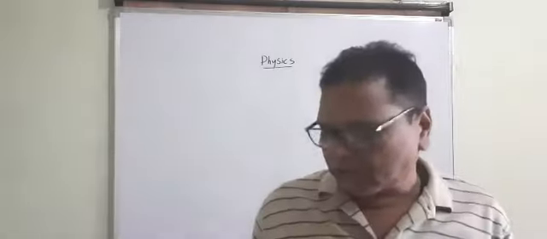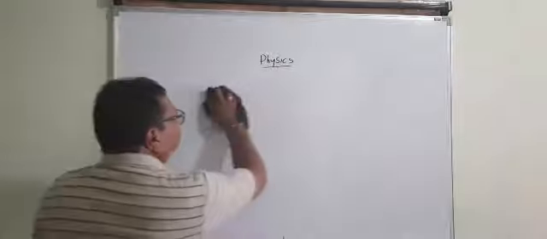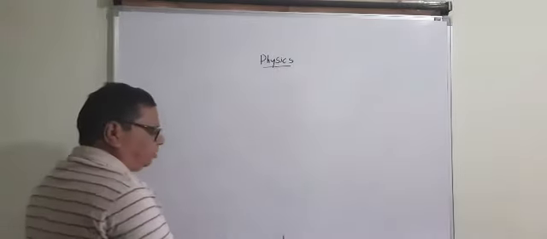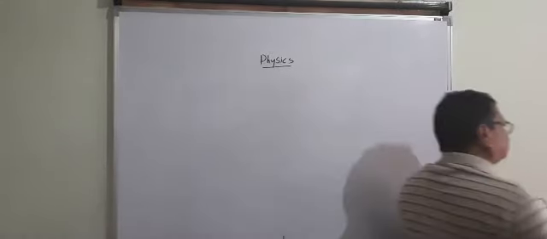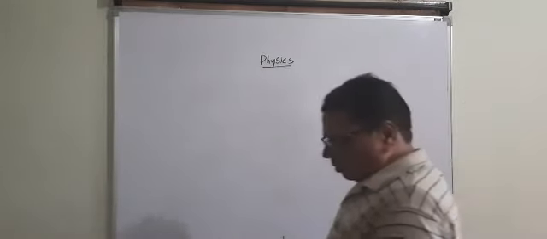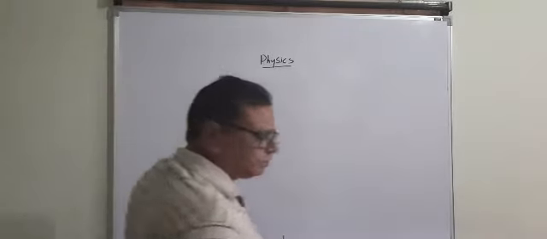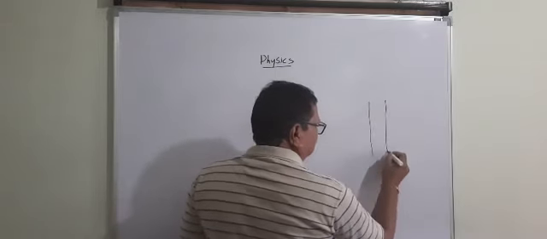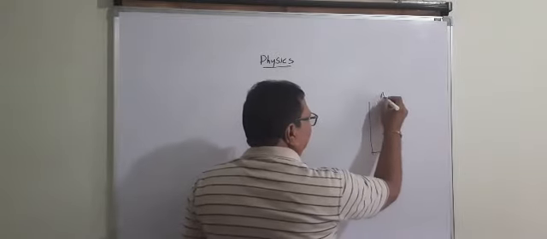So, in the last class, we were discussing the vibration of air column in a pipe closed at one end and in a pipe open at both the ends. While discussing the vibration of air column in a pipe open at both the ends or in a closed pipe, the boundary condition suggests that always a node is formed at the closed end and an antinode is formed at the open end.